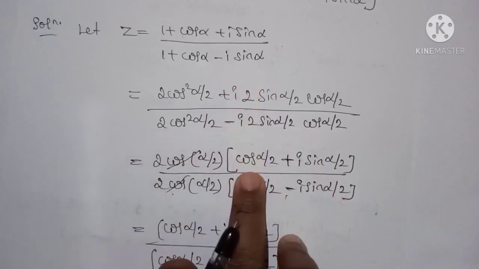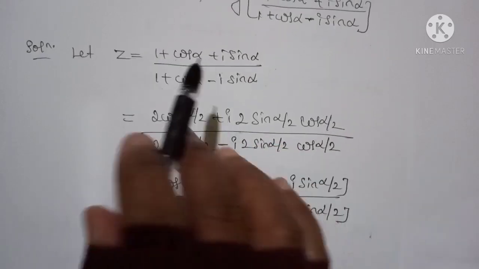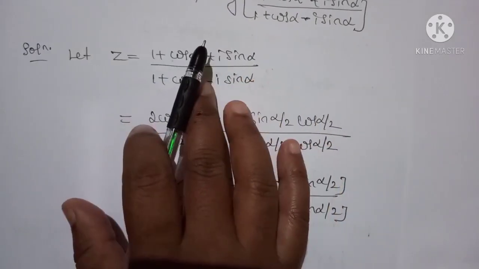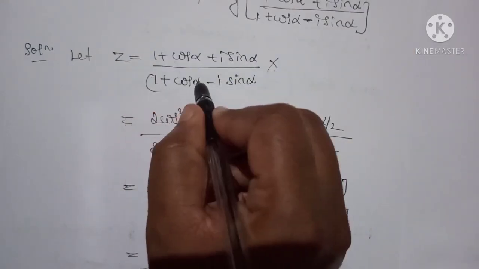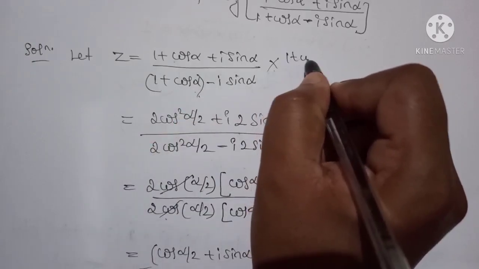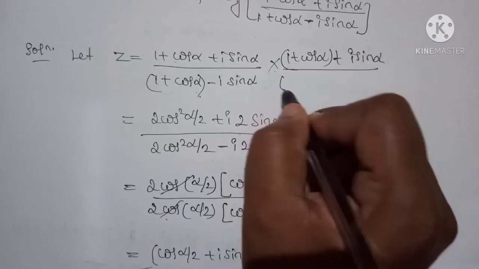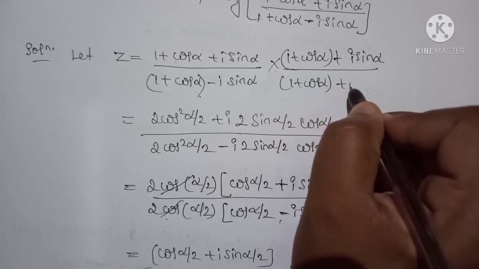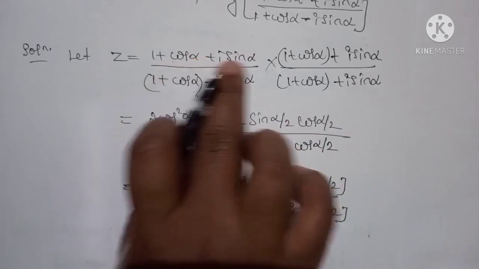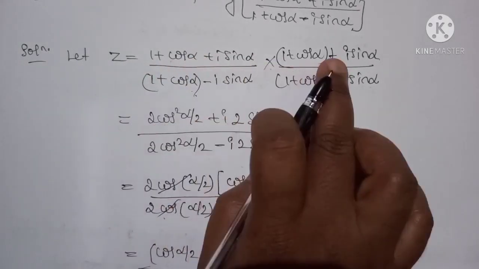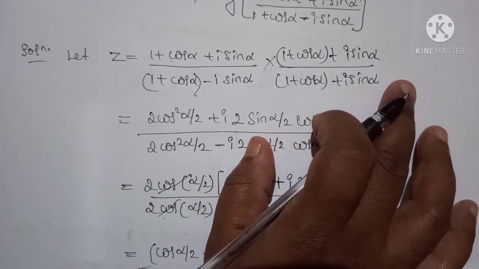So here, to reduce to the a plus ib form, I have used De Moivre's theorem. Or else, in another way, you can divide and multiply this term by the conjugate of the denominator, that is 1 plus cos alpha plus I sin alpha divided by 1 plus cos alpha plus I sin alpha. Then also you will get the same answer. Here the numerator becomes 1 plus cos alpha plus I sin alpha whole square, and the denominator is bracket a plus b, bracket a minus b. So you can solve it in that way also.